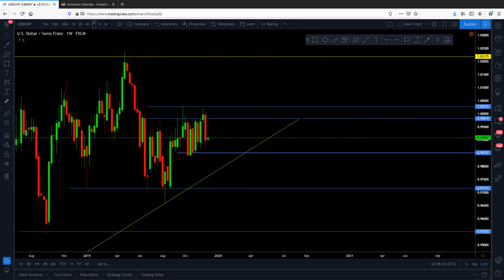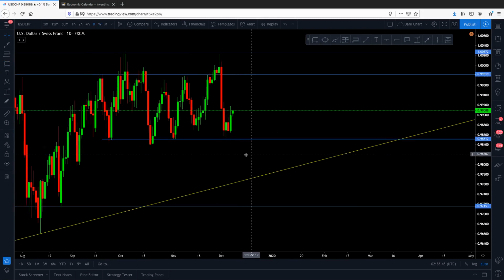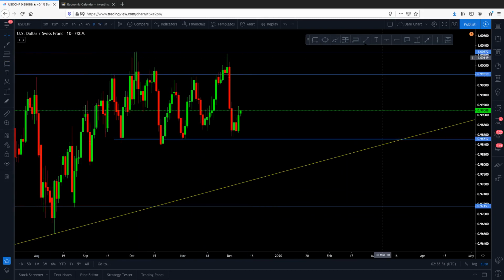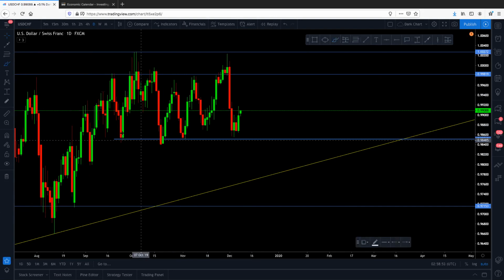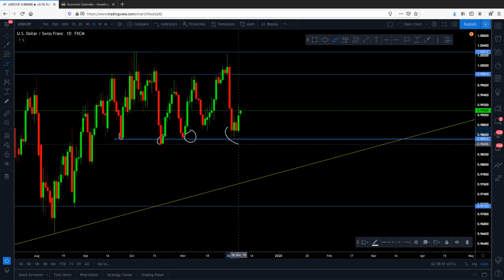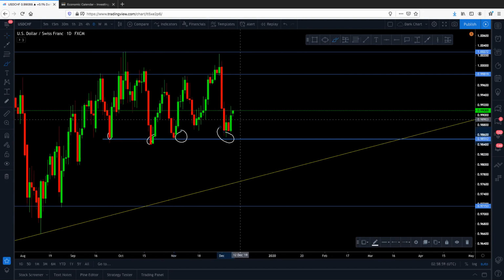All right, so if I go down to the daily, this was the impulsive drop that we got last week when we were dealing with NFP. So price here, you see we have this level of support. Price has been holding here for like the last 3 to 4 months. This is September, October, November. Now we're in December. All right, so we could potentially get another bounce.